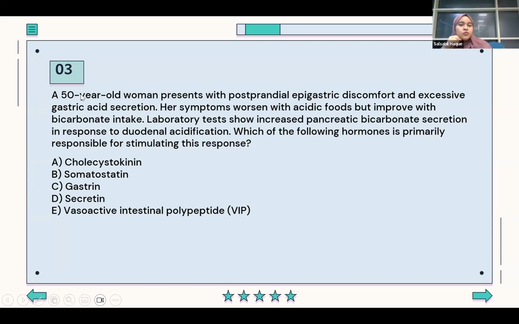I'll give you a minute. A 50-year-old woman presents with postprandial epigastric discomfort and excessive gastric acid production. Her symptoms worsen with acidic food but improve with bicarbonate intake. Lab results show increased pancreatic bicarbonate secretion in response to duodenal acidification. Which of the following hormones is primarily responsible?